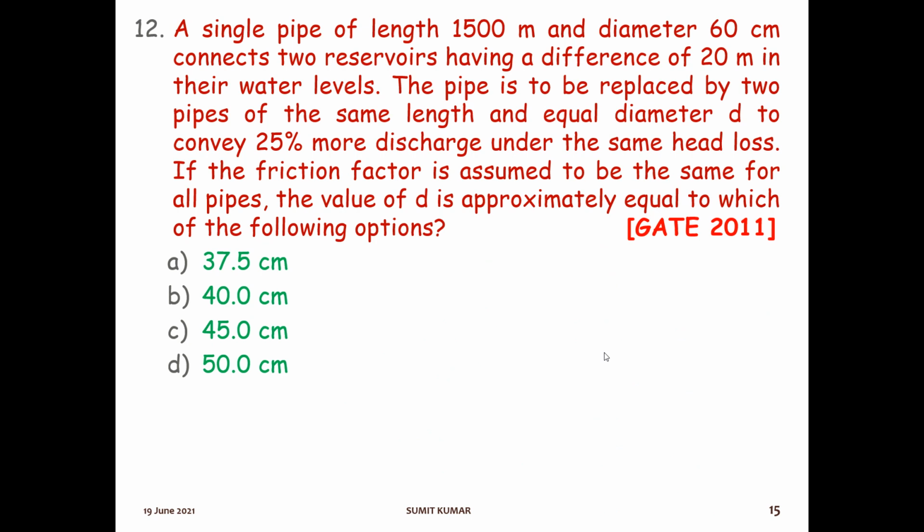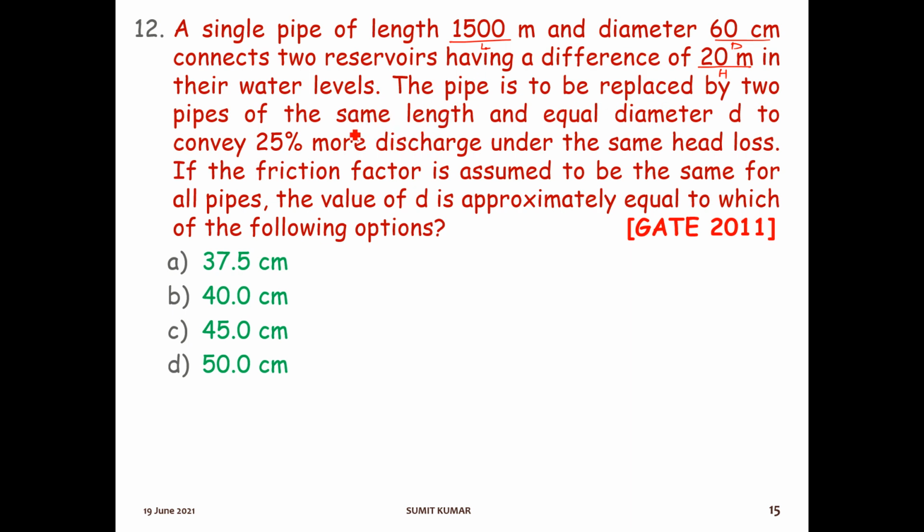What is the question? A single pipe of length 1500 meter and diameter 60 centimeter connects two reservoirs having a difference of 20 meter in their water level. So this is length L, and this is diameter D. Connects two reservoirs having a difference of 20 meter, means total head loss is 20 meter. Correct. Now this pipe is to be replaced by two pipes of the same length.